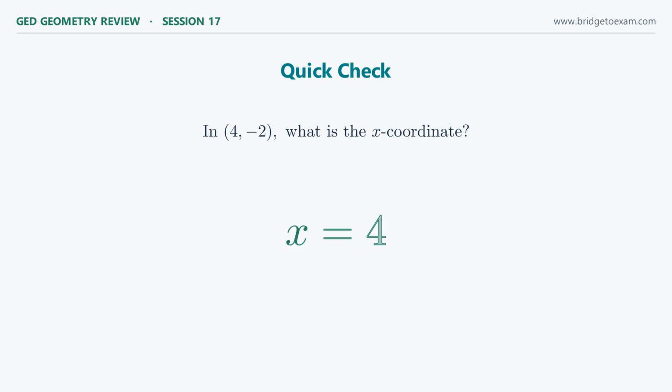Quick check. In the point 4, -2, what is the x-coordinate? The first number is always x, so the x-coordinate is 4.